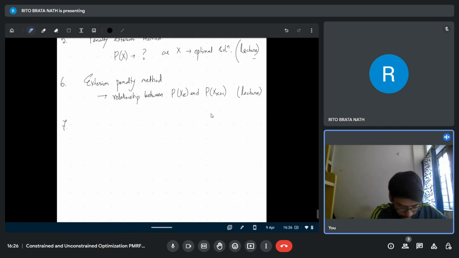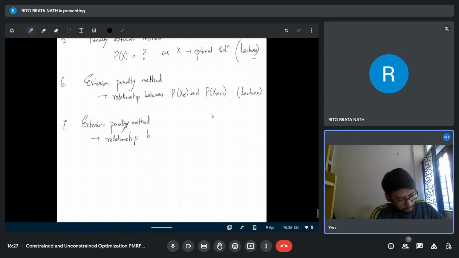Exterior penalty method obtains a sequence of solutions, and which of the following is true? So again, this is the relationship between the solutions. You have to think about whether you're solving a more constrained problem or you're allowing for the penalty. So based on that, you can get it. Again, I'm not going into the detail.